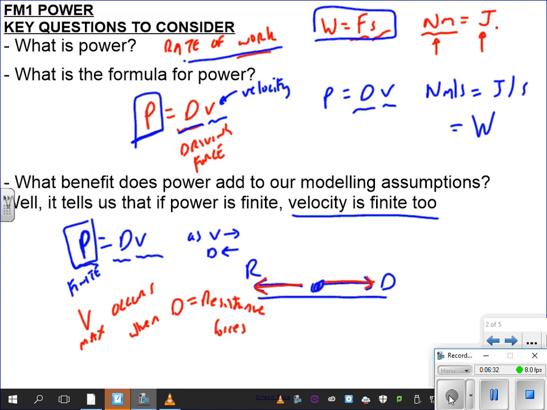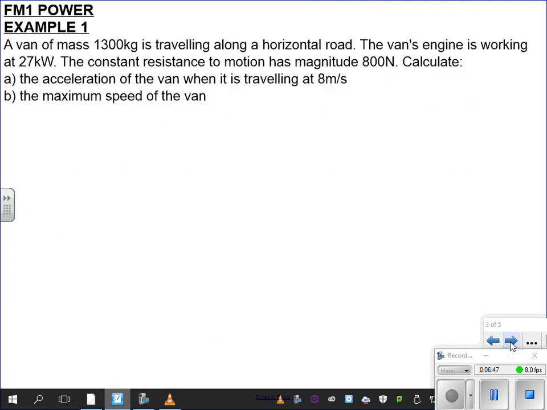Okay, so P equals dV. It helps our modeling assumptions because that makes velocity finite, because when V is at its largest, D must be at its smallest, and D can only be as small as the resistance forces. Let's put that into practice then.